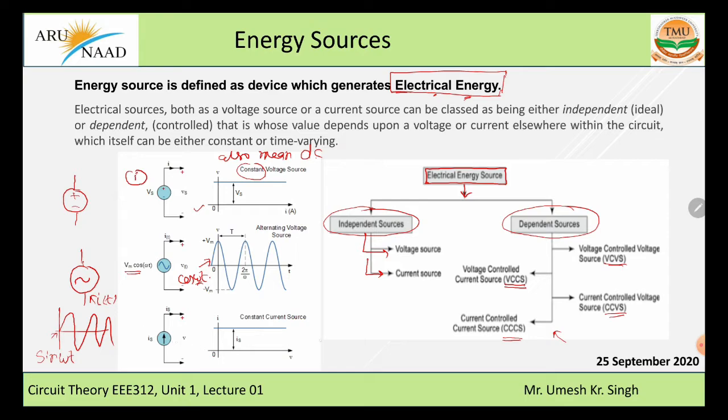Current is represented as an arrow inside the circle, and the arrow shows the direction of flow of current. If we have this type of representation, then this is an AC current source. This representation means AC, and if with this representation we have plus minus for the reference, then it is voltage, or if we have an arrow, then it is current.